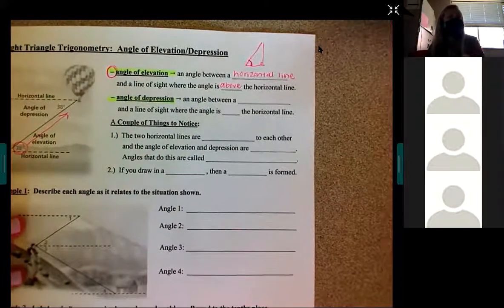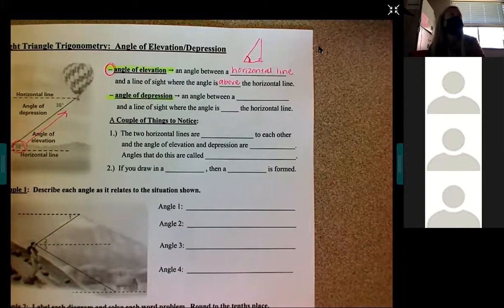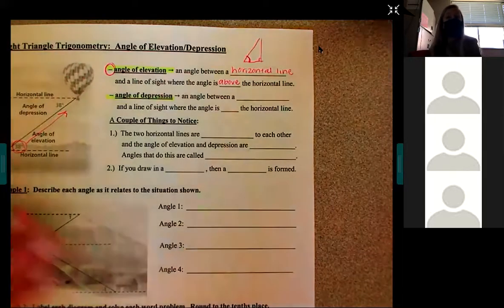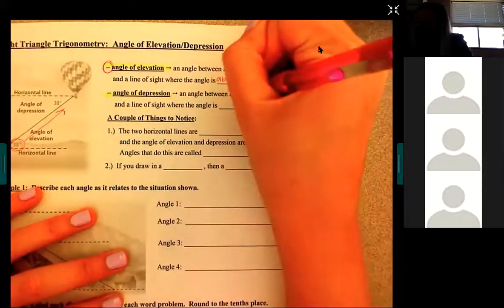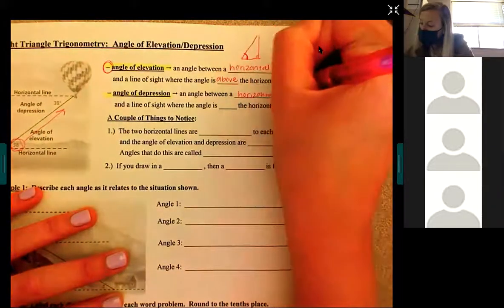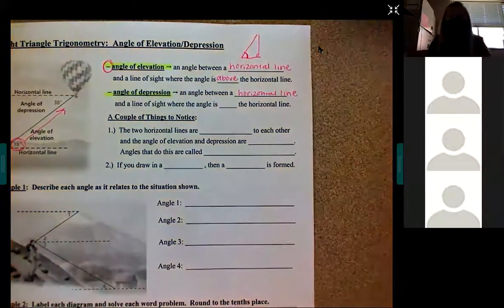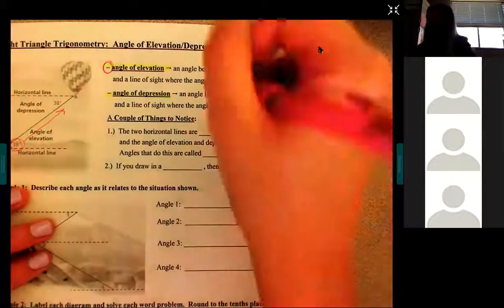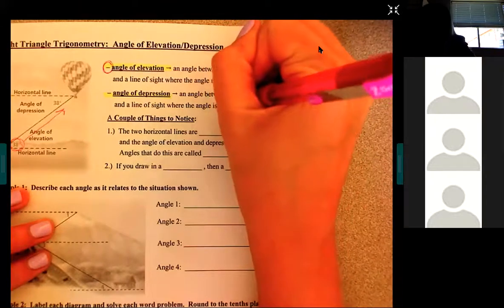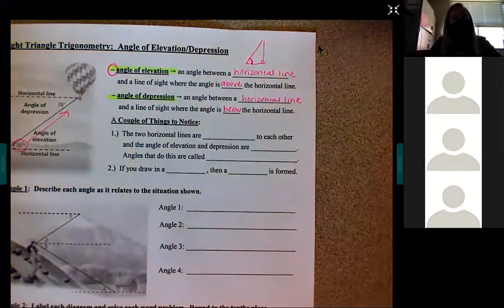Okay, what does the prefix depress mean? It literally means down. Like if you're depressed, you're down on your emotions, okay? So depressed means down. An angle of depression is still an angle between a horizontal line. If you're at home, you're going to want to write this definition again. And a line of sight where the angle is below the horizontal line. Very good. Is everybody okay with that?